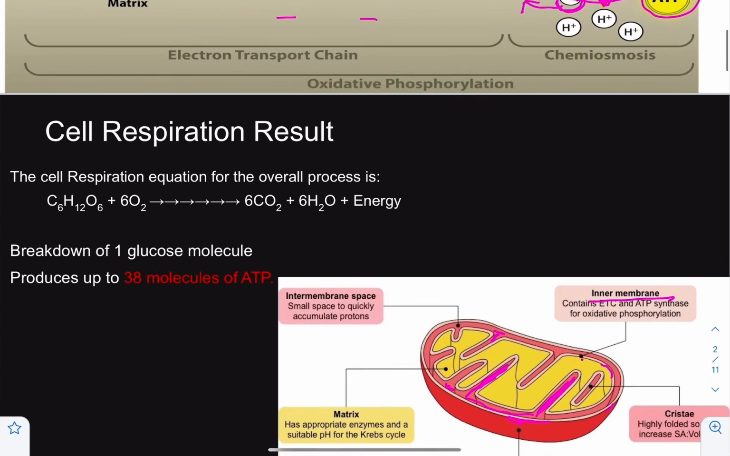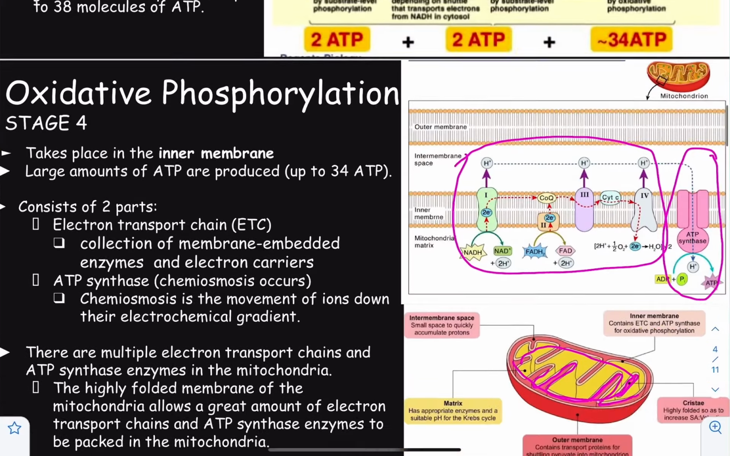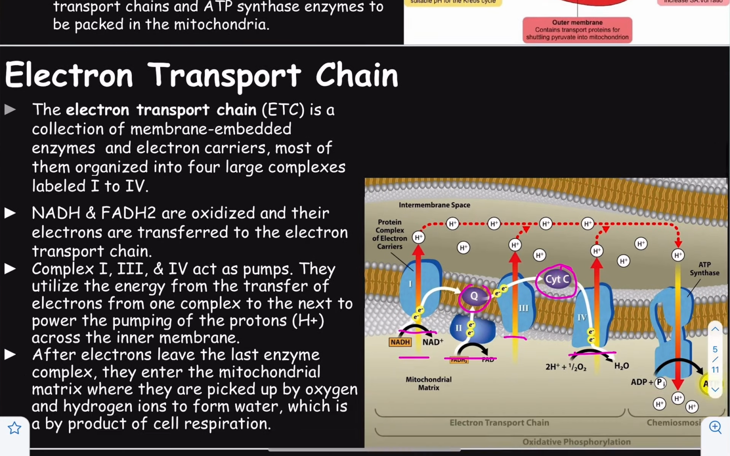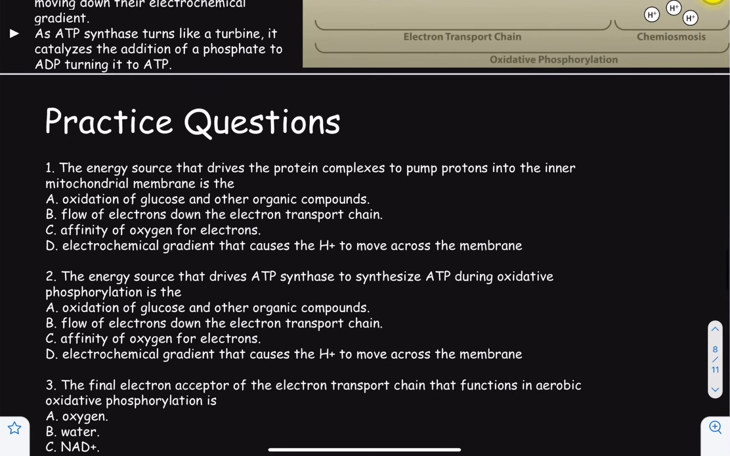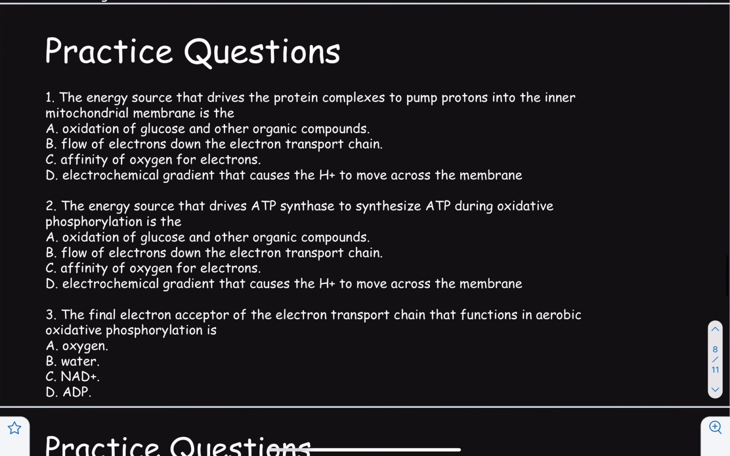Now, I have some practice questions too. Number 1, the energy source that drives the protein complexes to pump protons into the inner mitochondrial membrane is the... Want to take a minute, pause the video? It's B, the flow of electrons down the electron transport chain.